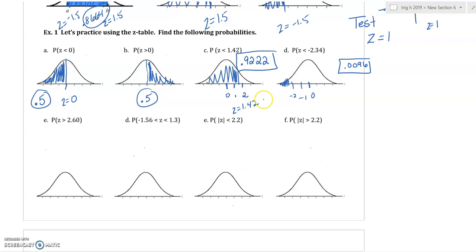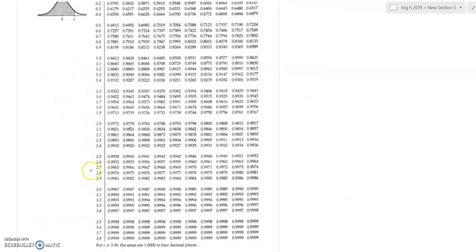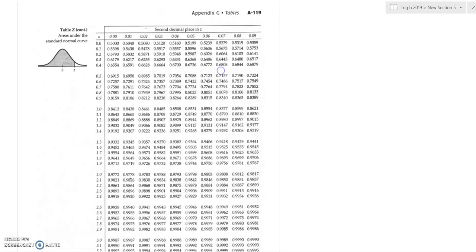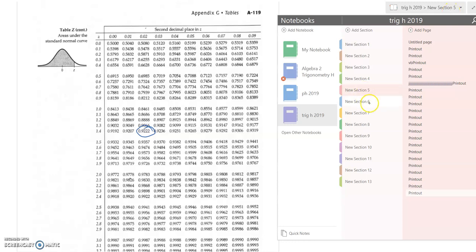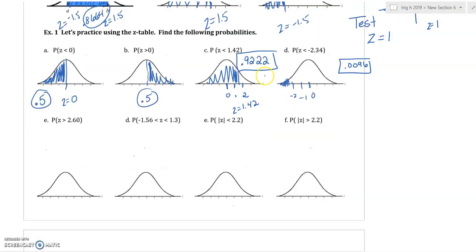So if you go to the z-table, and again, you're looking at 1.42, we could practice. There we go. So 1.42 would be right here. So that's 0.922. And that's why we have a 92.22% chance that if you pick a data point at random, that it will be less than 1.42 standard deviations from the mean.